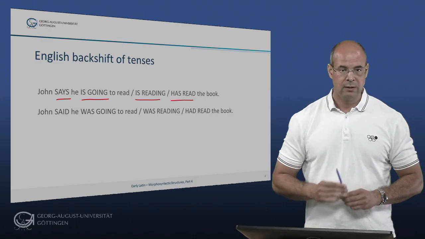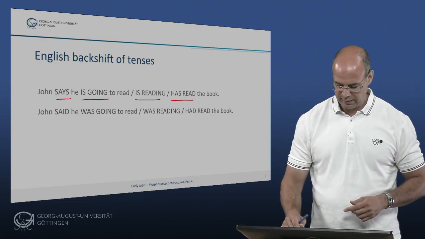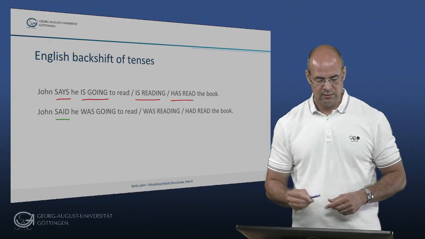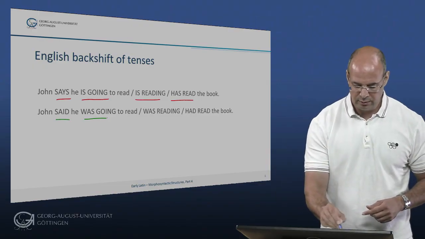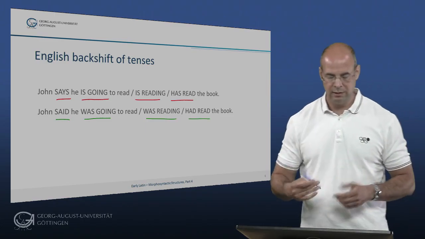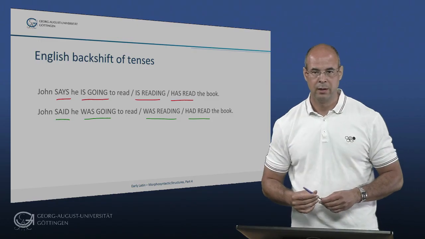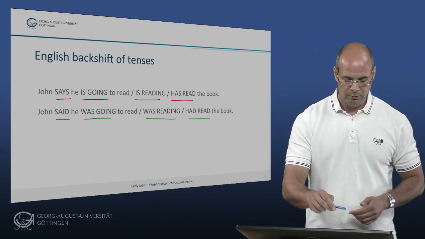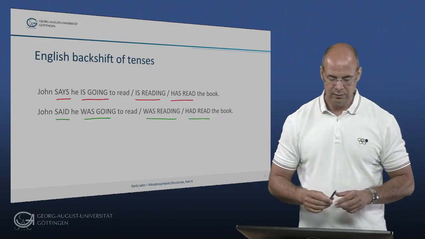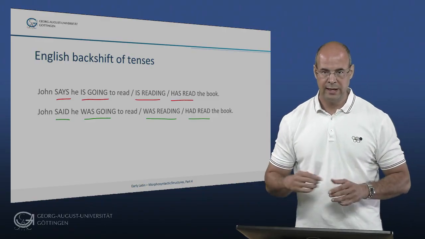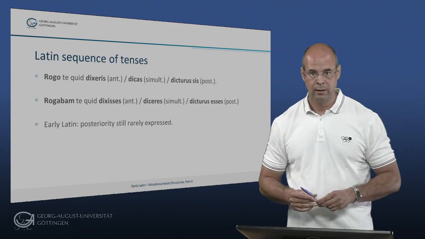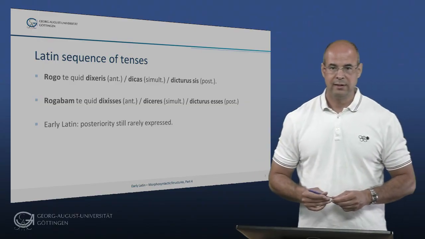If I turn that into a past tense, John said, I get backshift of tenses, and so we now get he was going to read, he was reading, and he had read. So a very clear backshift of tenses. For example, the going to turns into was going to, the is reading turns into was reading, and has read turns into a pluperfect had read. A similar phenomenon happens in Latin.